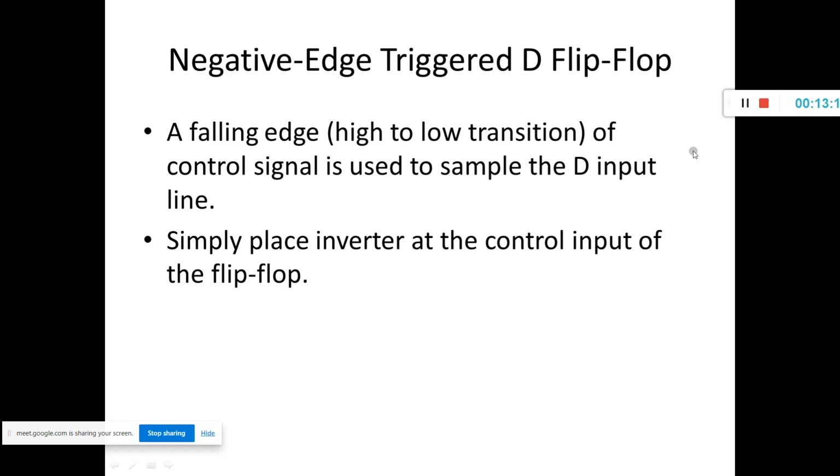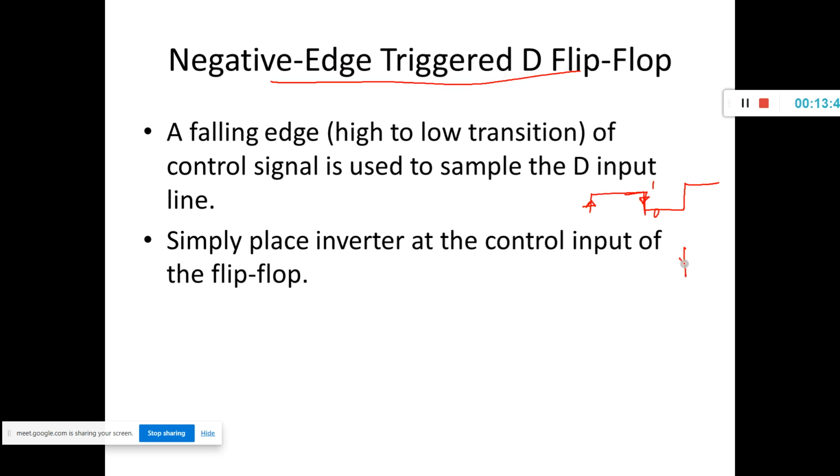So here, negative edge triggered D flip flop. What is the change in the negative edge? The D flip flop will respond only for the clock when it is going from 1 to 0 transition. So here, if this is a clock, this is positive going direction, this is negative going direction. Negative edge triggered D flip flop will respond only when the clock is going from 1 to 0.